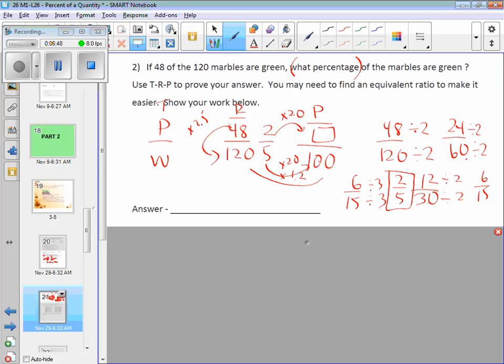Don't forget, we're trying to find not marbles. They're giving you the marbles. They're asking you to find the percent. 40% are green.